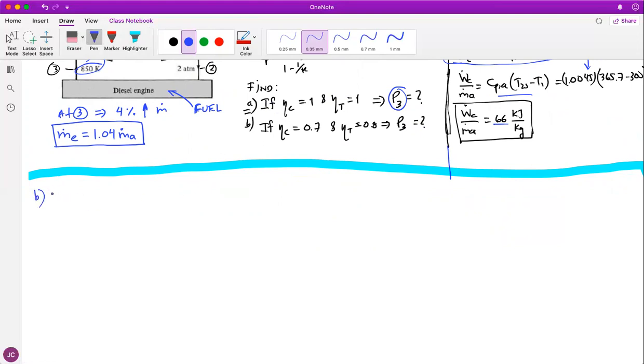Again, this is what I will do: I will do 1 to 2s, but I already did that. So I found that T2s equals 365.7, kilojoules here, sure, buddy. This is just Kelvin. Now I can use this information because the isentropic efficiency of the compressor is 0.7.